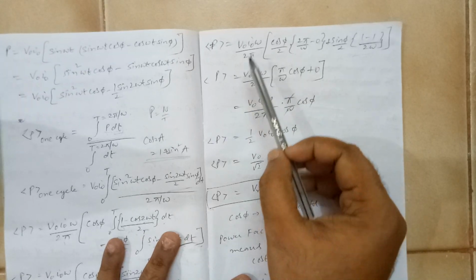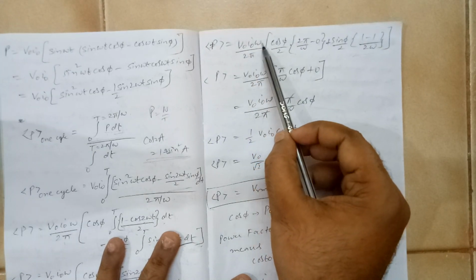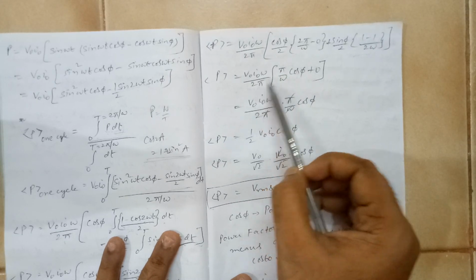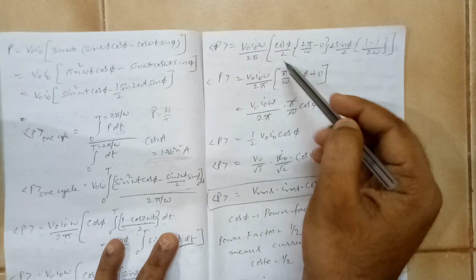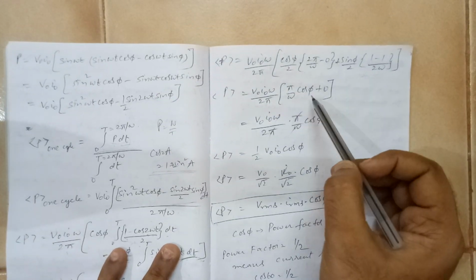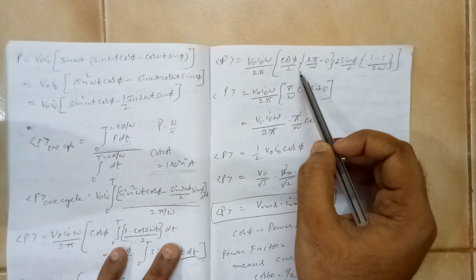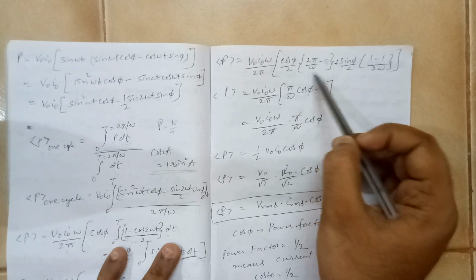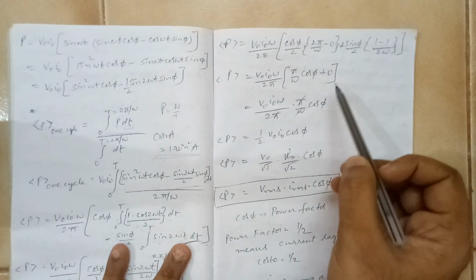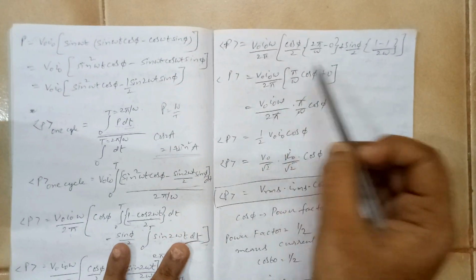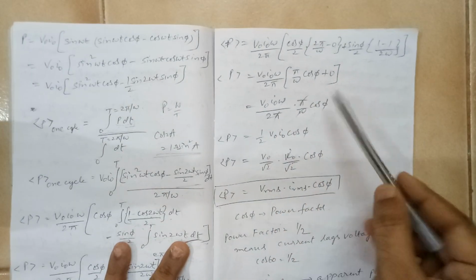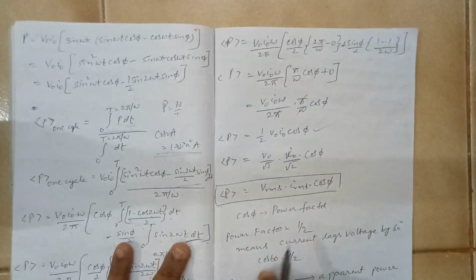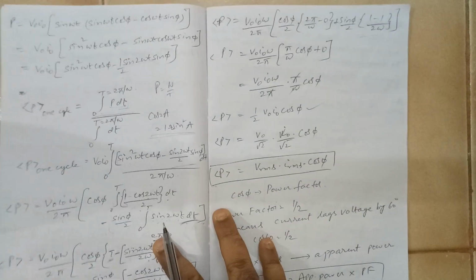Okay. So outside it is v0 i0 omega by 2 pi into, you have got cos phi by 2. This 2 got cancelled. You are left with cos phi into pi by omega. Once you simplify, pi and pi go, omega and omega go, you are finally left with v0 i0 by 2 into cos phi. This is the expression for the average power.